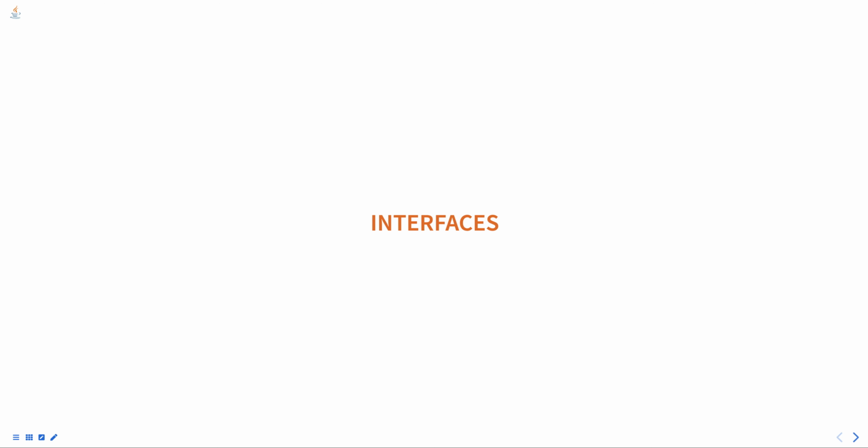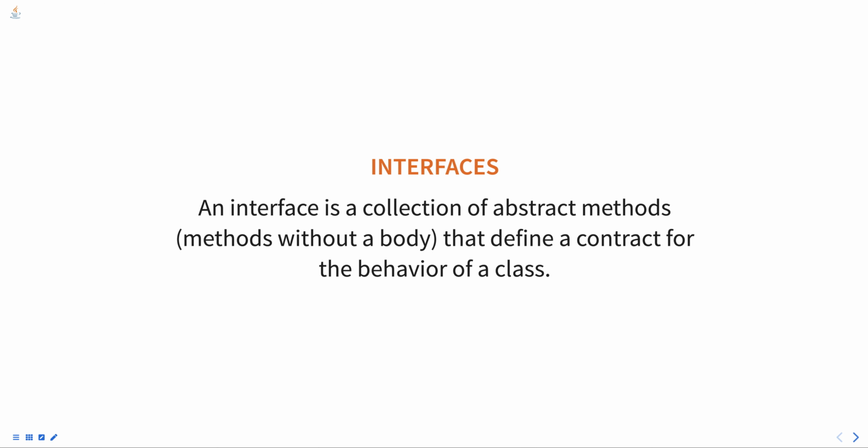Hello everyone. Today we are going to talk about interfaces in Java, part of programming in Java course. In Java, an interface is a collection of abstract methods without a body that defines a contract for the behavior of a class. An interface can also contain constant variables.